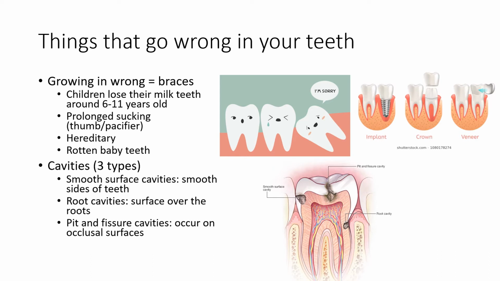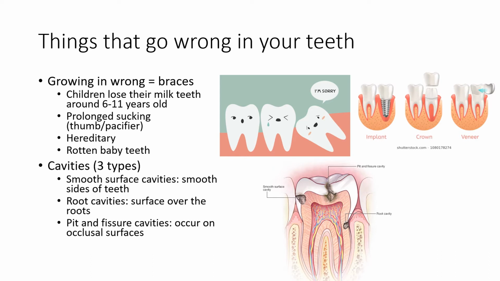Between the ages of 6 and 11 is when children lose their milk teeth. Things that can cause problems with those adult teeth growing in include baby teeth that don't fall out during that time. Also, prolonged sucking, such as on a thumb or a pacifier, can cause the teeth to grow in wrong. Sometimes it's just hereditary that teeth don't grow in straight, or there's a problem with the milk teeth, as we rot those baby teeth out. That can also cause problems and may require braces.